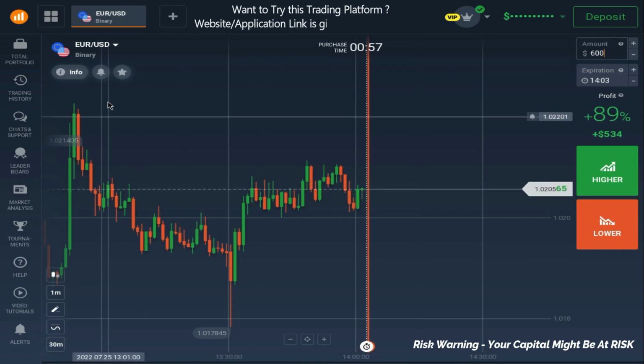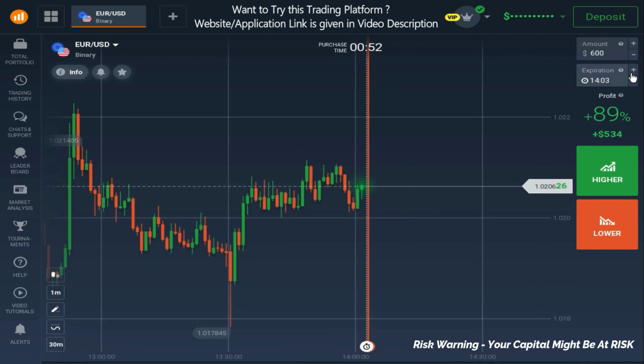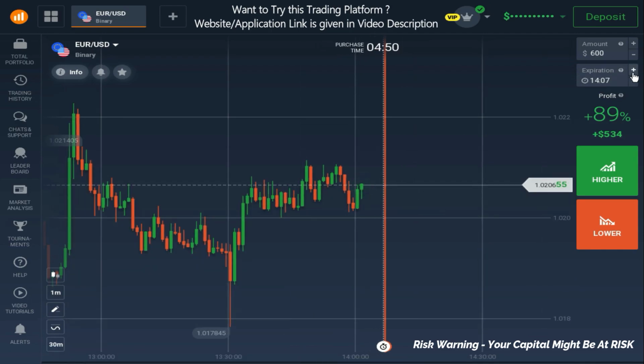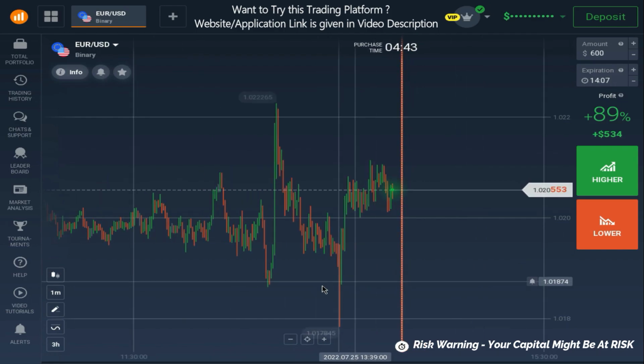This is the Euro US dollar chart, as you can see, and I'm analyzing the 1 minute candlestick chart. We are going to take a 5-minute trade because this is basically our strategy. So as you can see right now, the market is kind of ranging.